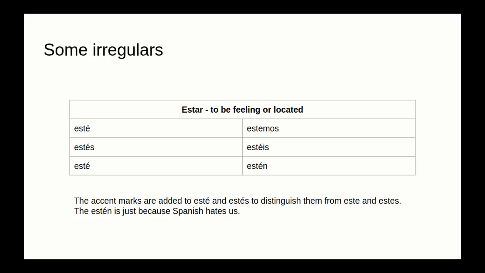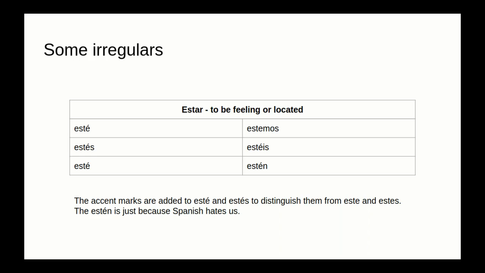Estar is very similar in that sense. Estar, meaning to be feeling or located. The yo form in the present tense is estoy. Well, again, I can't just drop the o off. I have to drop the oy off. It's an AR verb. I'm going to use an ER ending. And I get esté, estés, esté, estemos, estéis, and estén.